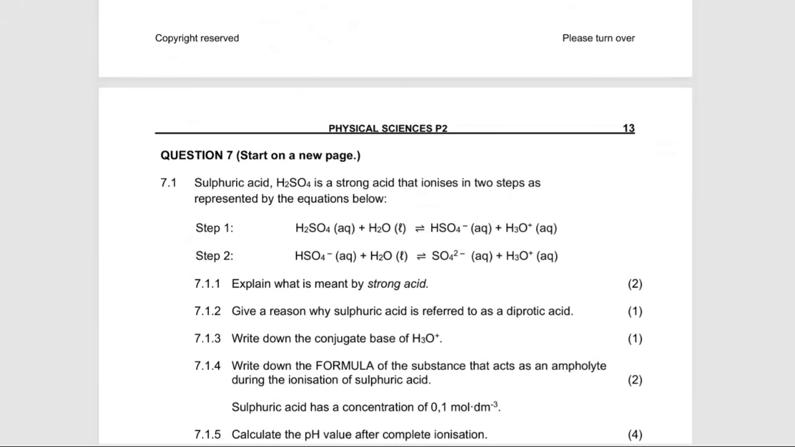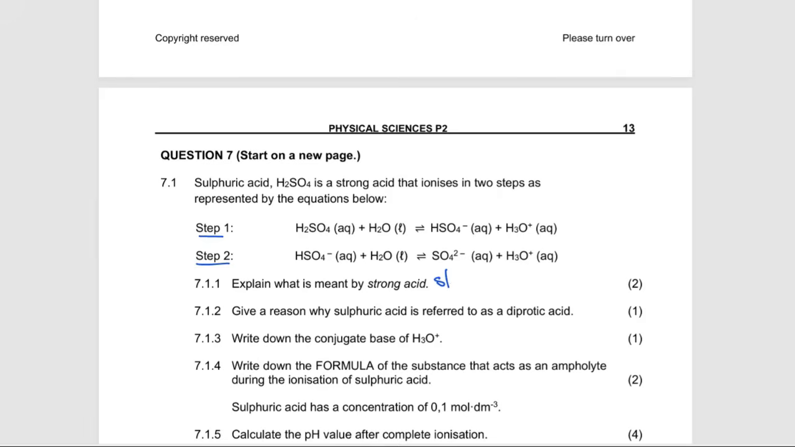Now moving on to question 6.7.1. So 7.1 reads: sulfuric acid is a strong acid, and that ionizes in two steps as represented by the equation below, right? So it ionizes in two steps. Here is step number one, then step number two. Then it says explain what is meant by a strong acid, right? So here they are asking us to define what a strong acid is.